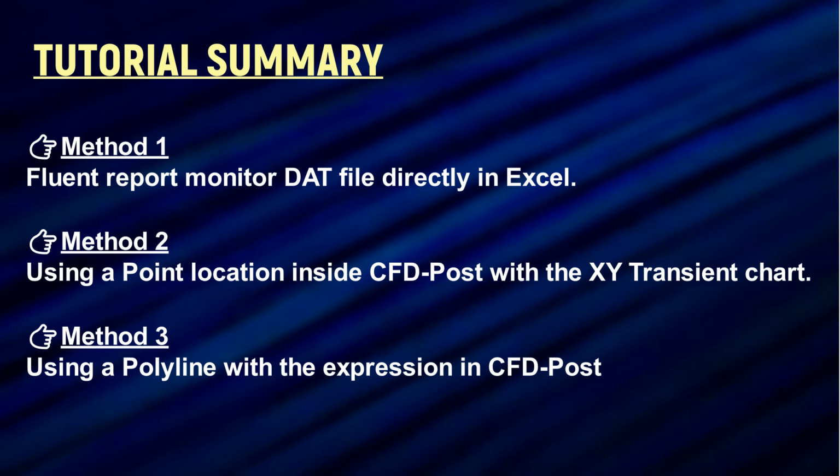Method 2 was using a point location inside CFD post processing with the XY transient chart. This is quick and works well when you need velocity at a specific location on your outlet or any desired location. And method 3 was using a polyline with the length average expression in CFD post-processing. This gives you the averaged velocity across the entire outlet width, which is more physically meaningful.